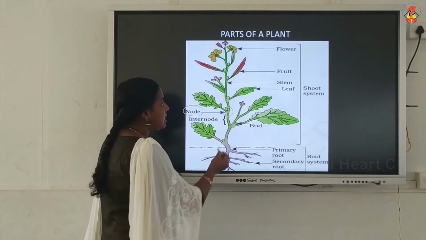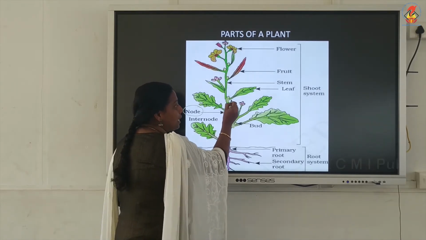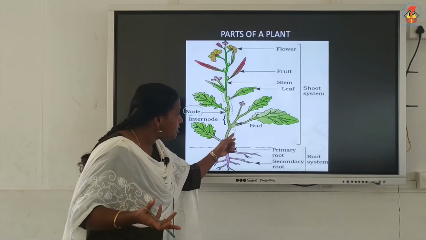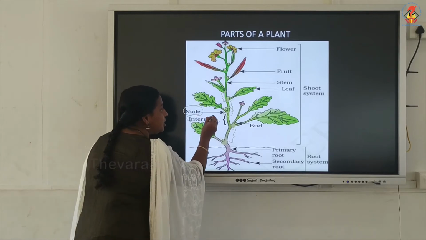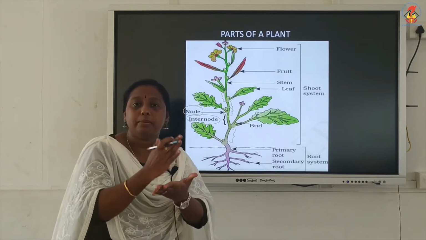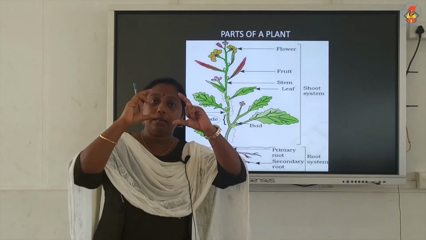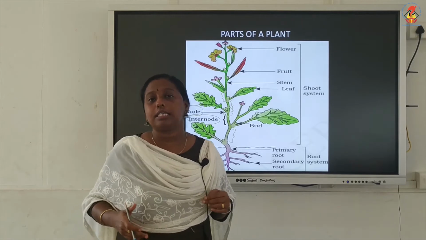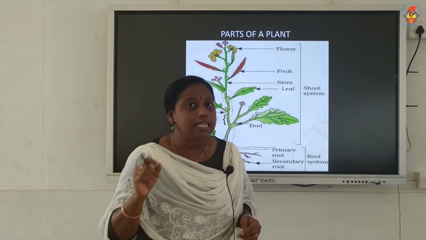Clear? And in between two nodes, you can get an area where there is no leaf. Just see, this is one node, this is another node. You can get an area here where there is no leaf. Again, this is another node, this is one node. You can get an area here where there is no leaf. You call this area as the internode. Inter means in between. Internode means in between two nodes. So, an area in between two nodes where you cannot see any leaf, you call it as the internode.